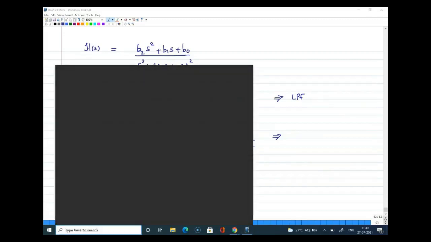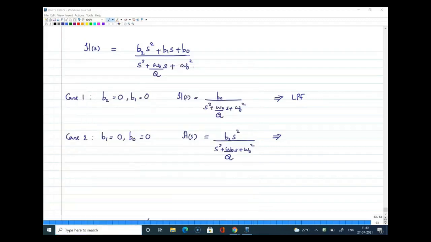If you cancel s square, you will have 1/s in the denominator here and 1/s square here. So when you put s equal to 0, 1 by 0 is infinity, and you will get 0, right? Now when you put s equal to infinity, still you will have a term there, that is b2 by 1, or b2 will be the term. So this is a high pass filter.